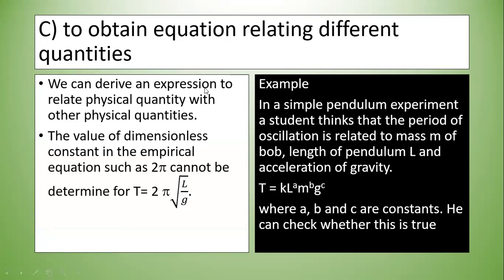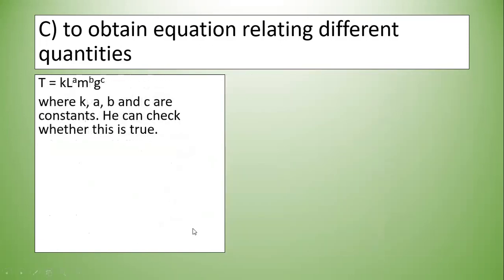We will study this under simple harmonic motion, how to derive this equation. But dimension can derive this equation for you, except it won't be able to find the 2 pi, the constant, because the constant doesn't have a dimension or unit. Example: k is a constant, and a, b, c are just numbers.